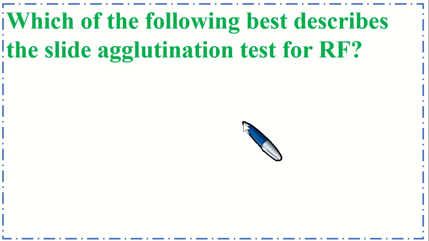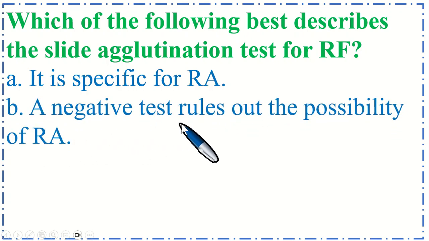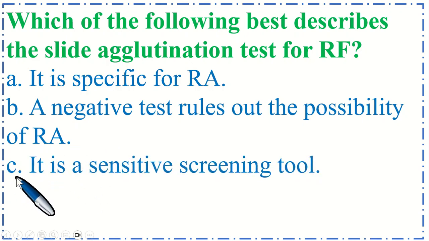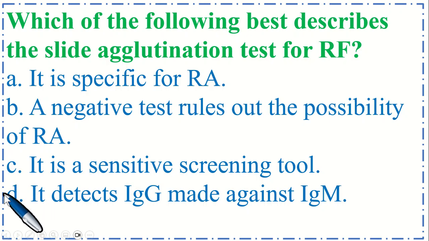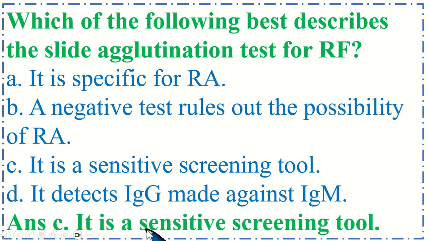So this is a very important MCQ. Which of the following best describes the slide agglutination test for RF? Option A, it is specific for RA. Option B, a negative test rules out the possibility of RA. Option C, it is a sensitive screening tool. And option D, it detects IgG made against IgM. So the correct option is C, it is a sensitive screening tool.